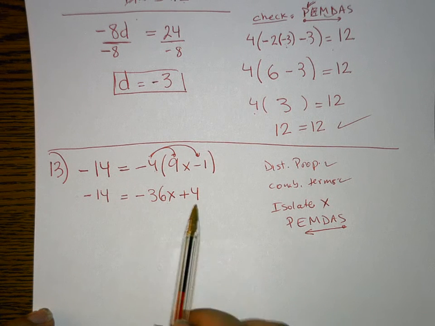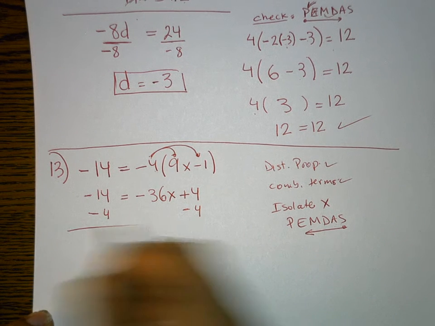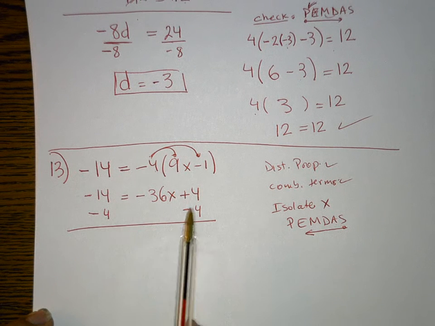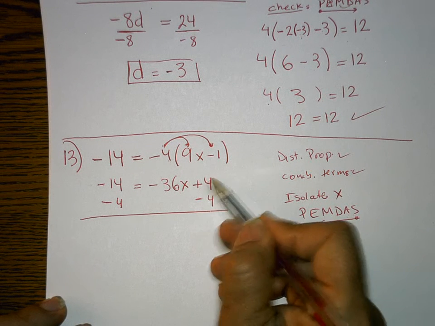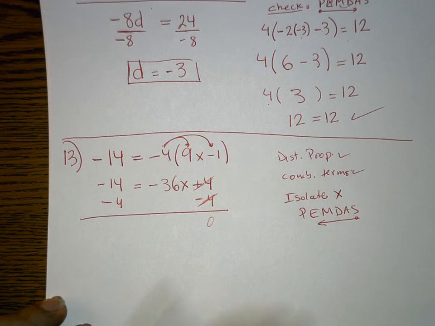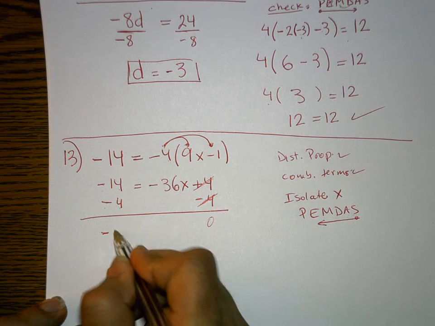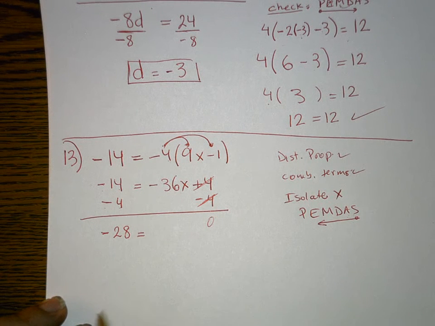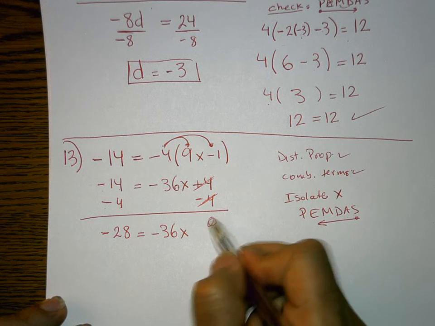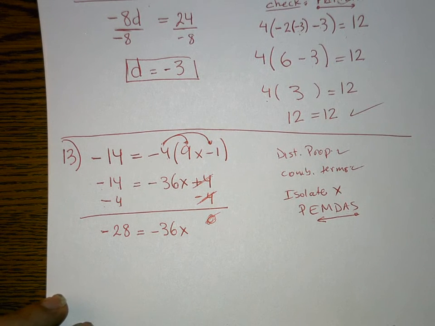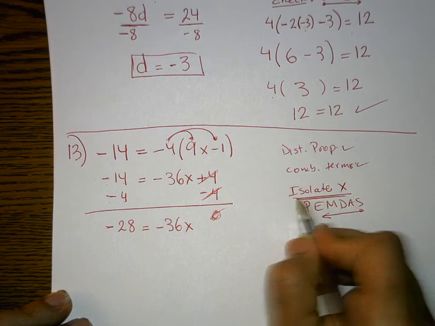So I'm going to subtract the 4 first. Subtract the 4. If you do it to the left, you better do it to the right. Okay, so negative 4 with positive 4 is 0. But negative 14 with a negative 4 is negative 28. And that equals negative 36x. Okay, and the 0 here is from the positive 4. Nice.